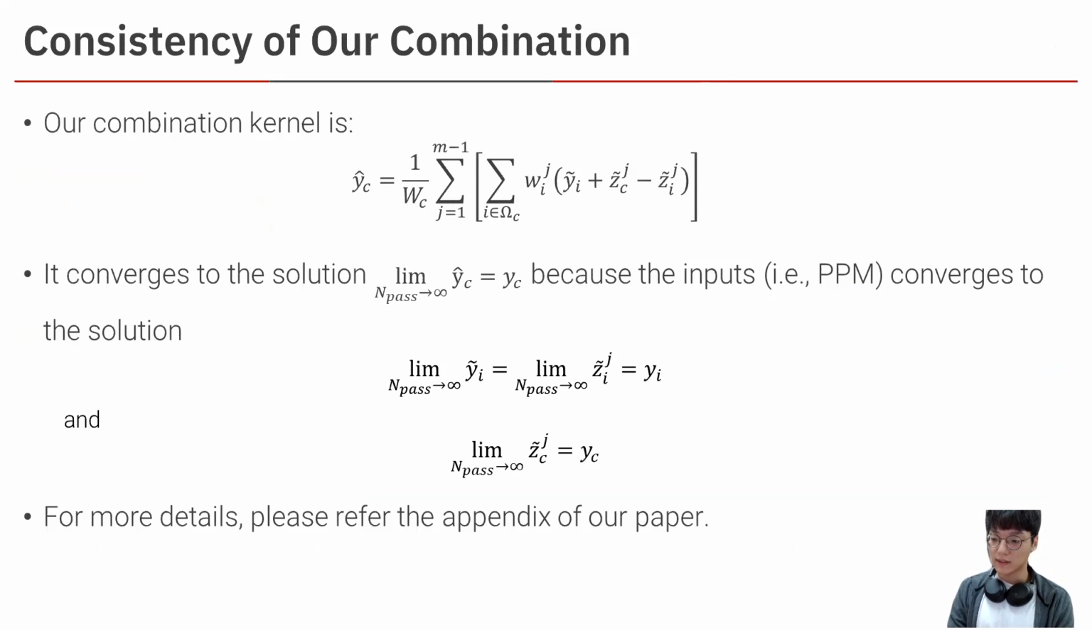As I already said, our combination kernel is consistent. That is, it generates the correct solution YC when the iteration goes to the limit. This is because the input BPM images, the Y and Z, converge to the correct solution. For more details, please refer to the appendix of the paper.